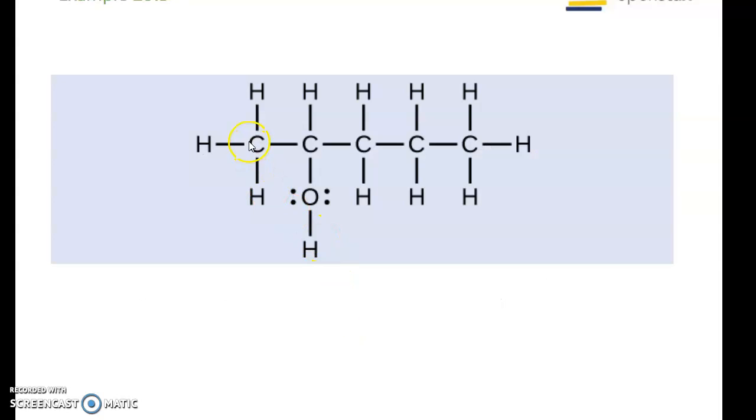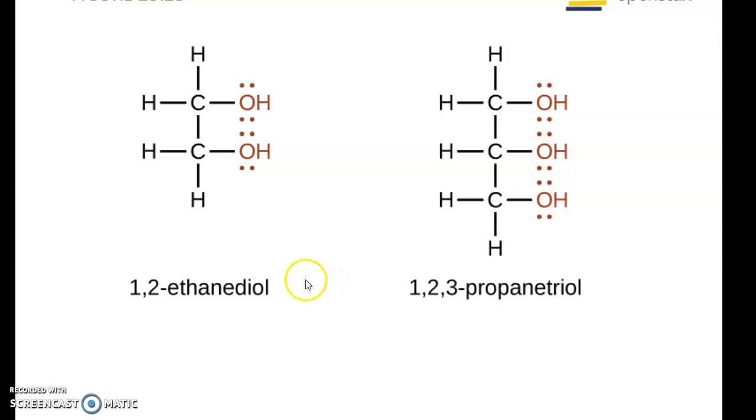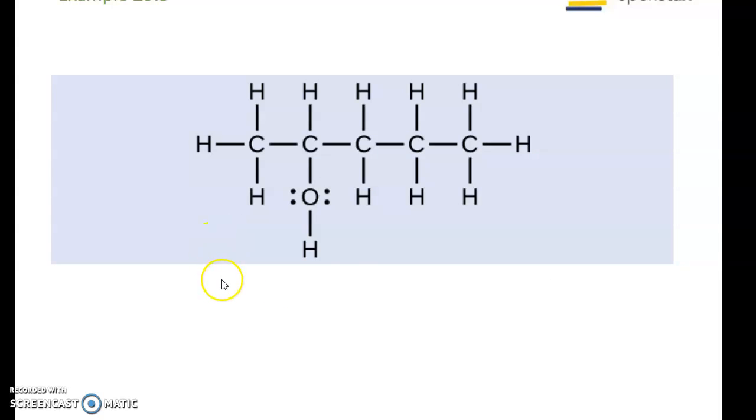Okay, now this one right here. Remember, you're trying to get the smallest number here. 1, 2, 3, 4, 5. So that's going to be pentane, right? So this is on the second one. So this is 2-pentanol, right? Just like we had right here. Okay, so 2-pentanol for this one.